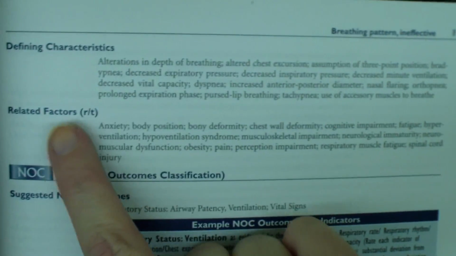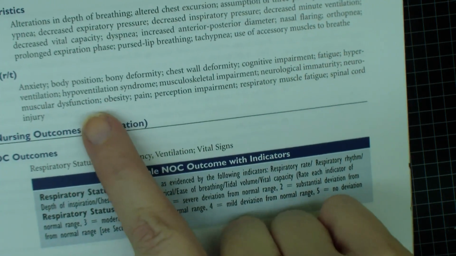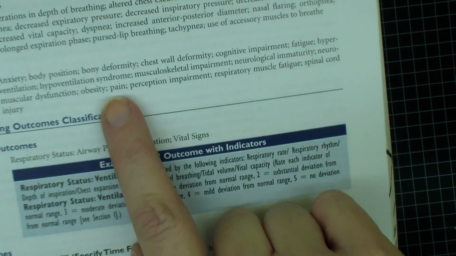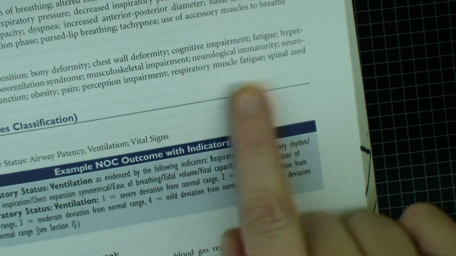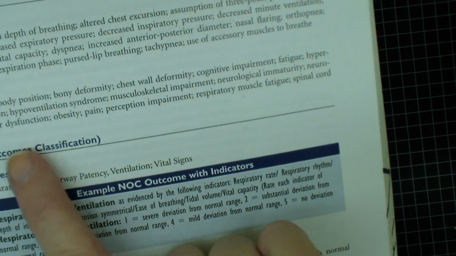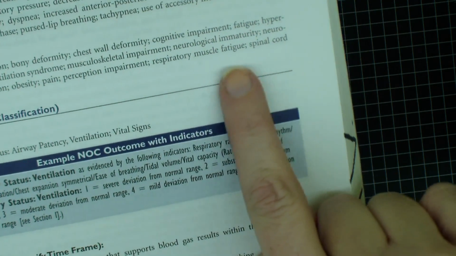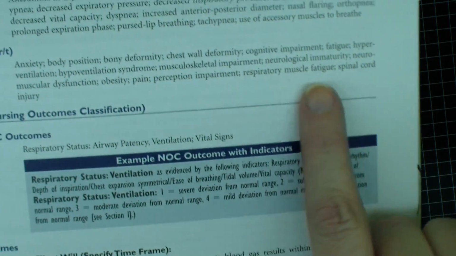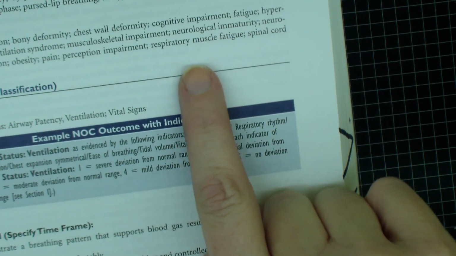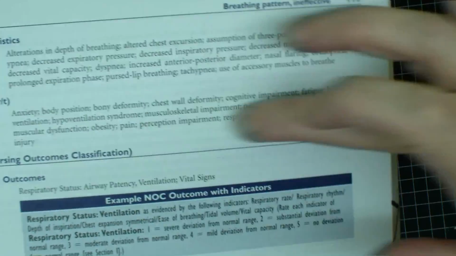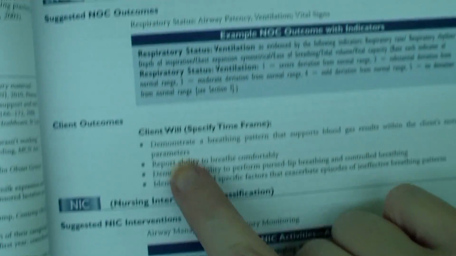So these problems could be related to anxiety, the way their body's positioned. They could have a chest wall deformity, fatigue, hyperventilation or hypoventilation syndrome, neurological immaturity, obesity, pain, perception impairment, respiratory muscle fatigue. There are so many different possible reasons they could have these.